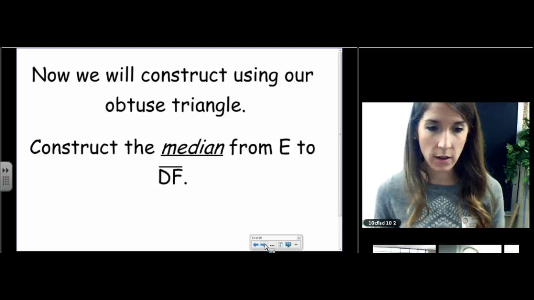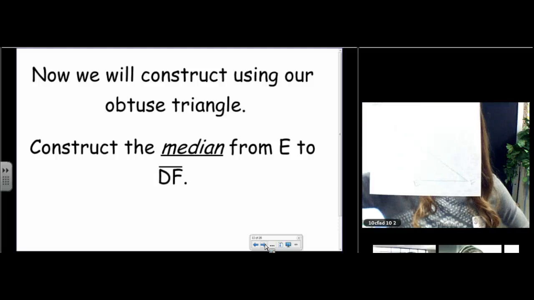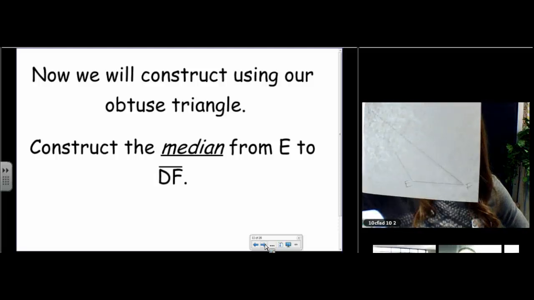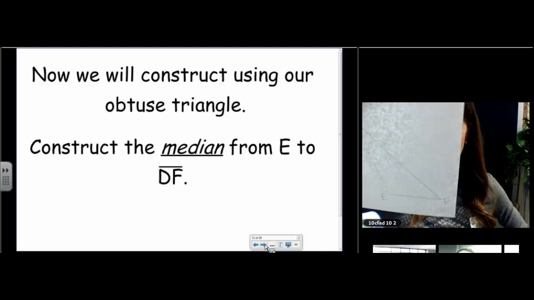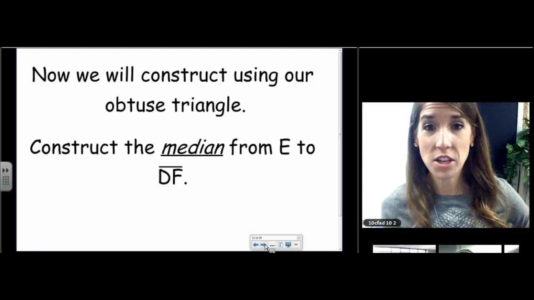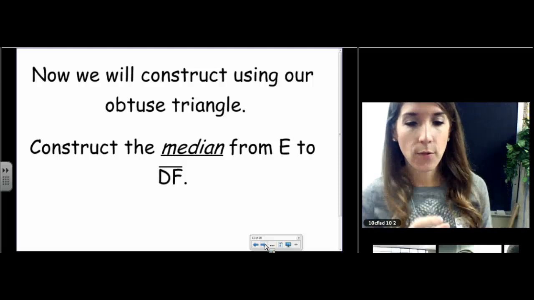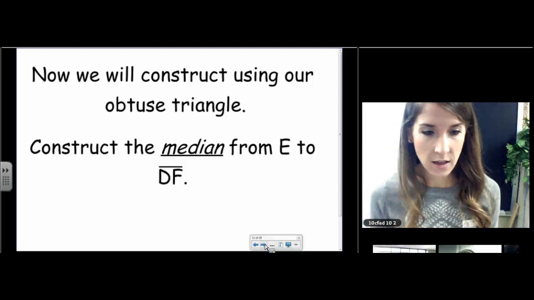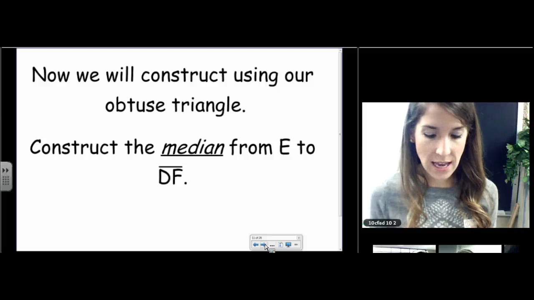Okay, next triangle is obtuse, and we're going to construct the median. Remember, we can't use the markings on our ruler. We're not allowed to use a ruler as a ruler. We're only allowed to use it as a straight edge. So if we need to find the median, how would we do that? The median from angle E to side DF.